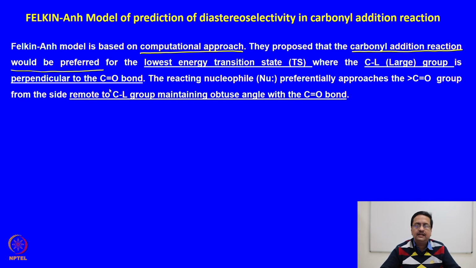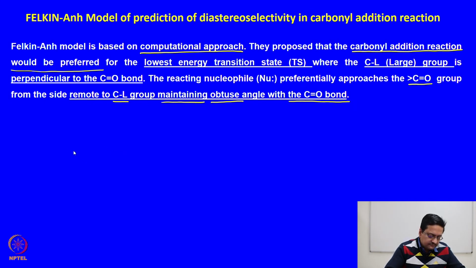So, in the transition state, the bond between the chiral carbon and the large group is at 90 degree with respect to the carbonyl bond. So, the reacting nucleophile then preferentially approaches the carbonyl group from the side remote to the L group, maintaining obtuse angle with the CO bond. So, let us try to visualize this using the example.